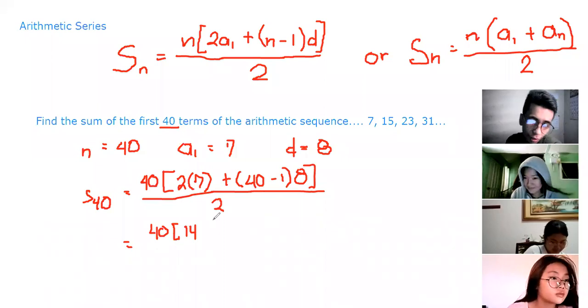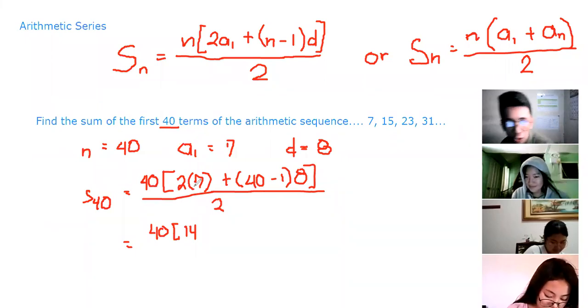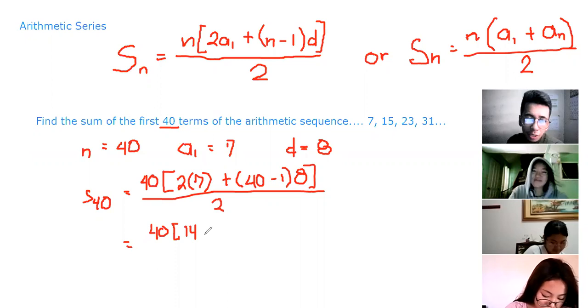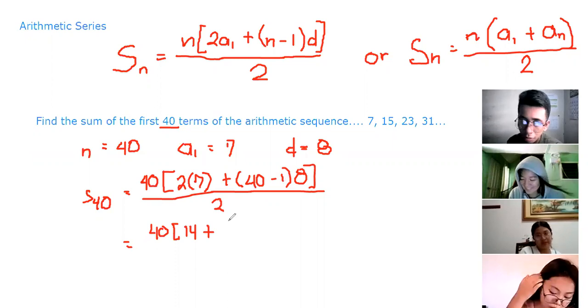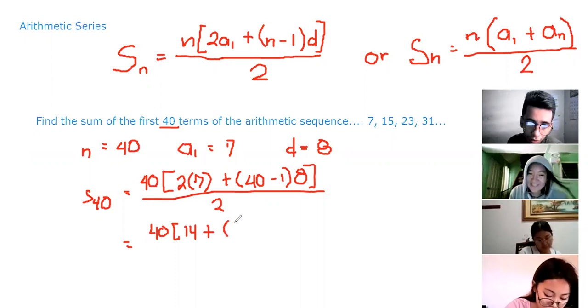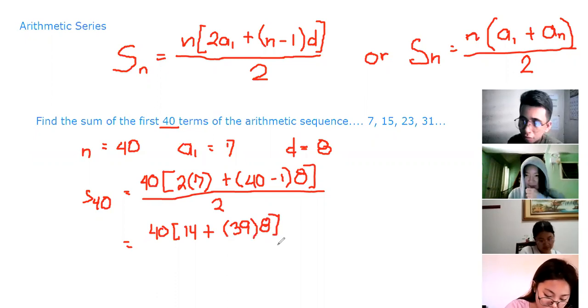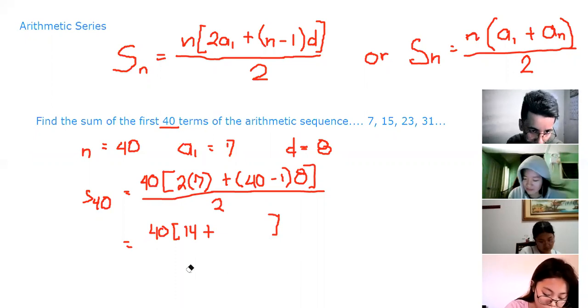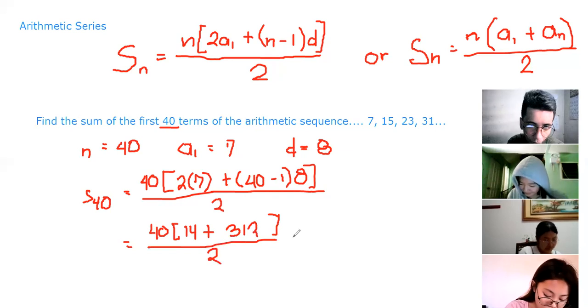So, we have 14. 2 times 7, that is 14. Then, plus, we have 40 minus 1. 40 minus 1, 39. Diba? 39 times 8. What is 39 times 8? 312. So, burahin na natin to. Gawin na natin siyang 312 over 2. So, move natin dito.